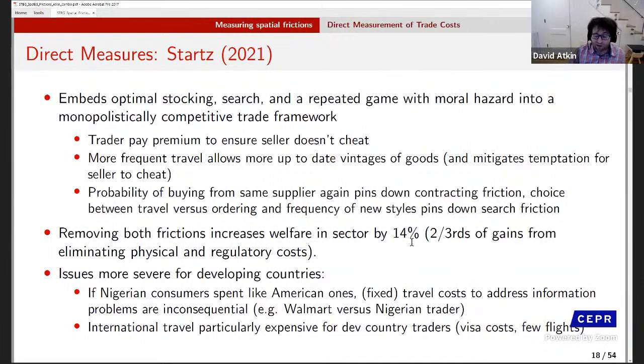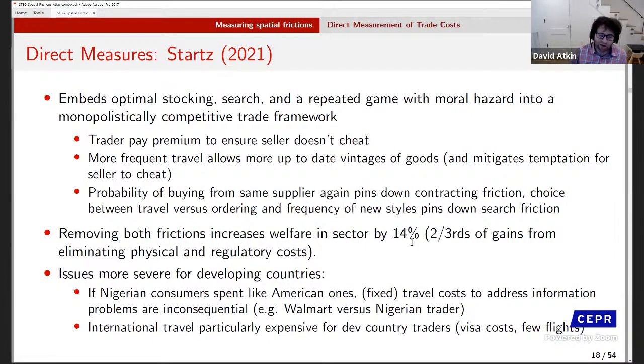A search problem where I'm looking for new varieties, and a contracting problem where you're going to have this repeated game, and there's moral hazard where they may default and just take your money and not send you the stuff, or send you crappy stuff. And so you're trying to play a repeated game. And what she shows, as in many repeated games, is that in equilibrium, the trader is going to pay a premium to make sure that the seller doesn't cheat. By making this relationship sufficiently valuable to them, it's in the interest of the seller in China, or in whatever country, to send the goods after the payment.